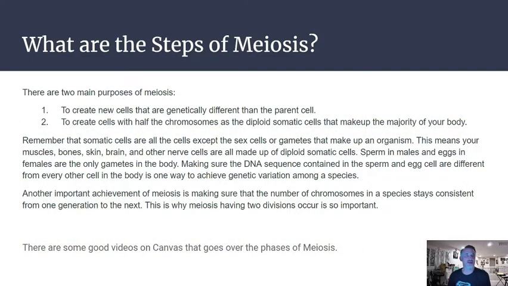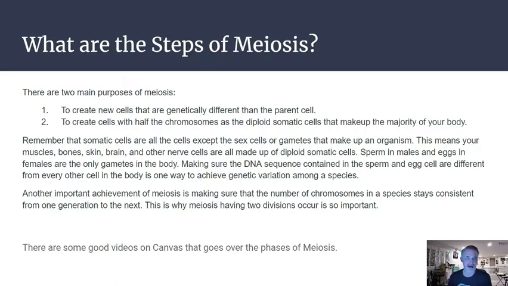There are two main purposes for meiosis. First, it creates new cells that are genetically different from the parent cell. Genetic diversity is vastly important in biology. The more genetic diversity we have, the more stable the population is going to be. And second, to create cells with half the chromosomes of the diploid somatic cells that make up the majority of your body. So when they come together with another sperm or egg, it goes back to the full complement.